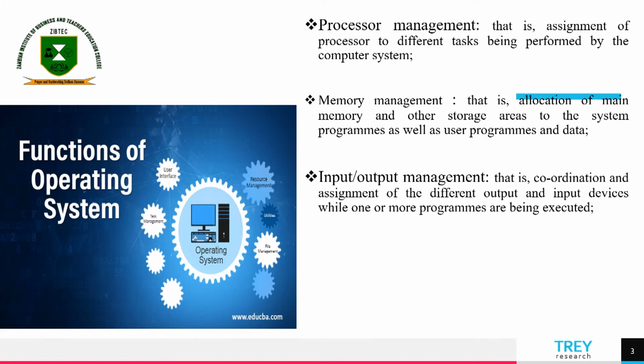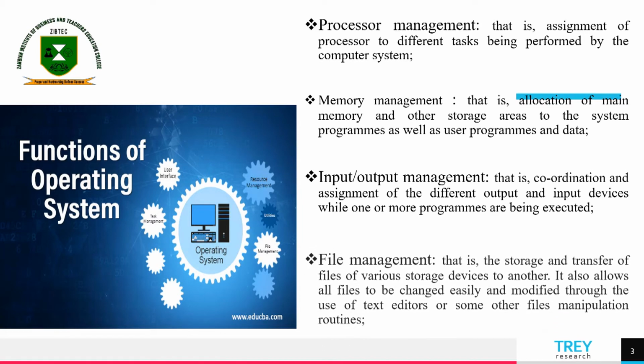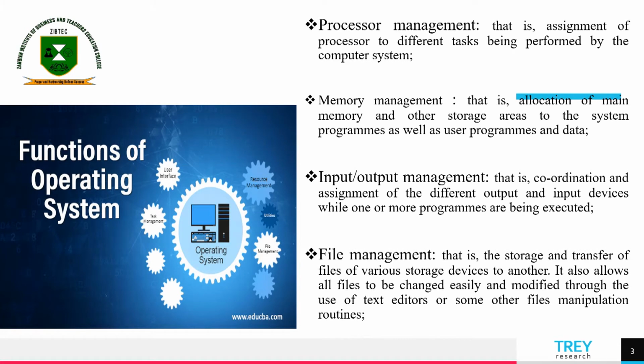Okay, so an operating system is also responsible for the input and output management, that is coordination and assignment of different output and input devices while one or more programs are being executed. An operating system is also responsible for file management, that is the storage and transfer of files from one storage device to another. It allows all files to be changed easily and modified through the use of text editors or some other file manipulation.